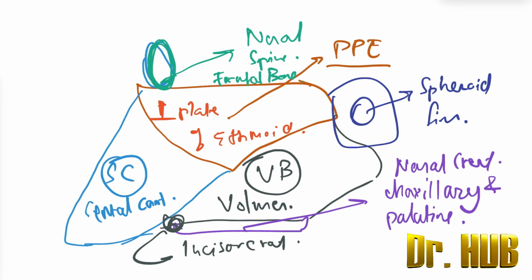So this was a rough diagram to show where the structures are. On top we have the perpendicular plate of ethmoid, below that there is a septal cartilage, and next, sharing the border of the two, there will be the vomer, and on top there is a sphenoidal sinus. Next, in the bottom there is a nasal crest, maxillary and the palatine, as well as the incisor crest, and on top there is a nasal spine of frontal bone. So this was all about the nasal septum.